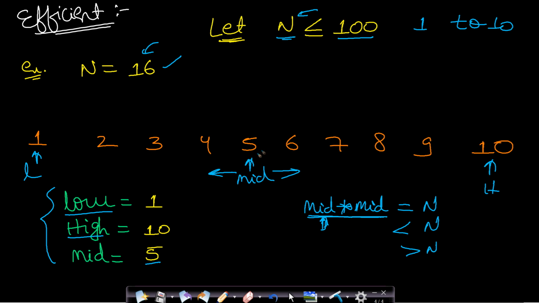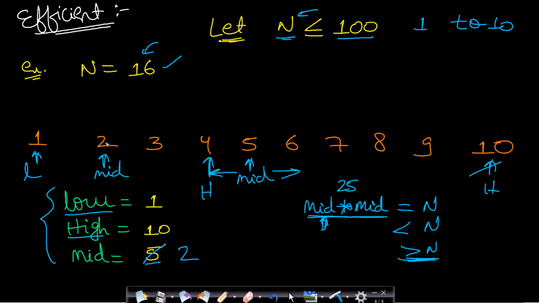In this case, you can see that mid into mid is equal to 25. 25 is actually greater than n. Therefore, you will have to decrement this value of mid. So we will update the value of high to mid minus 1. So this will be high now and low will remain at this position. What will be the value of mid now? It will be high plus low by 2, 4 plus 1 by 2, which will come out to be 2. So this will be our new mid value.